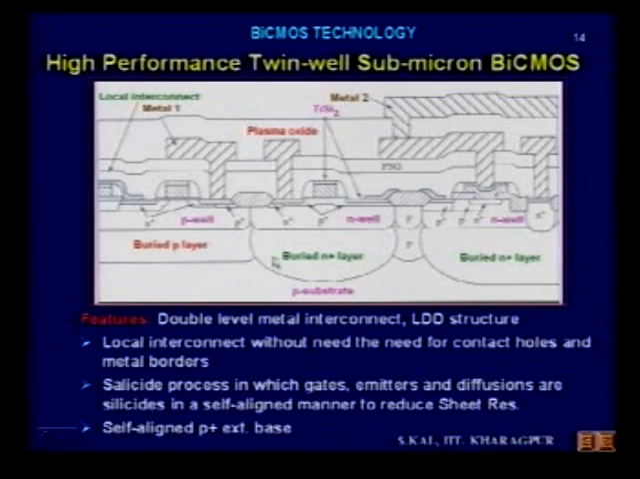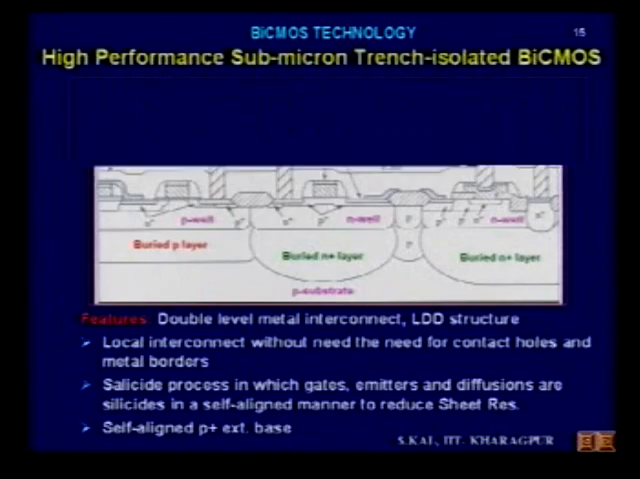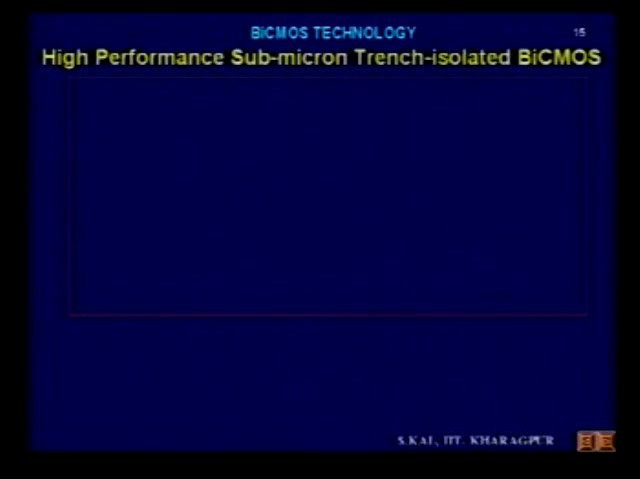Layer and buried layer, here you see LDD has been used because the drain has a gradient on the drain side. So here also you have used LDD structure. Okay, in another advanced twin well submicron BiCMOS process, I will show the structure where trench isolation has been used. This is this one.